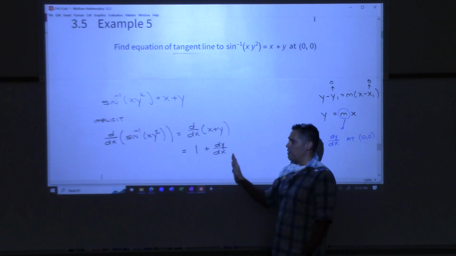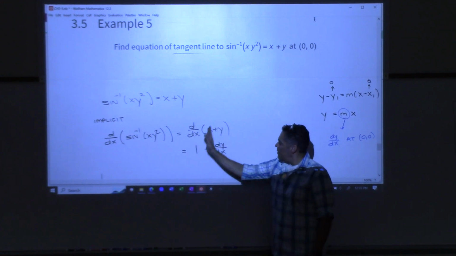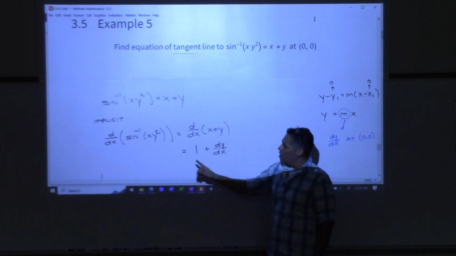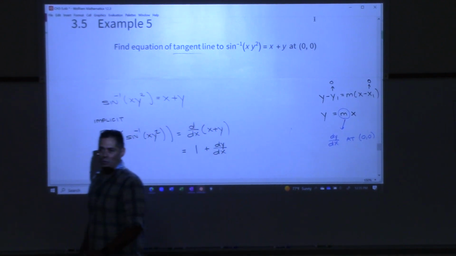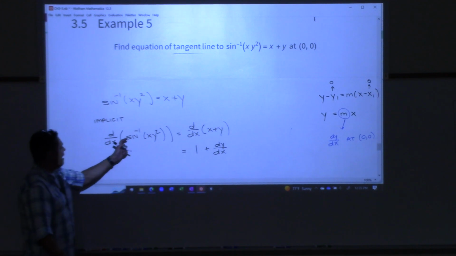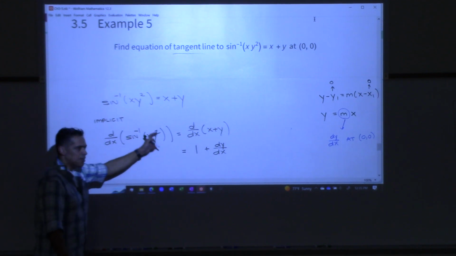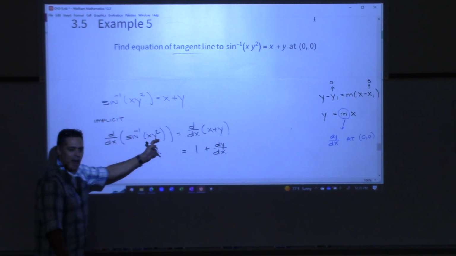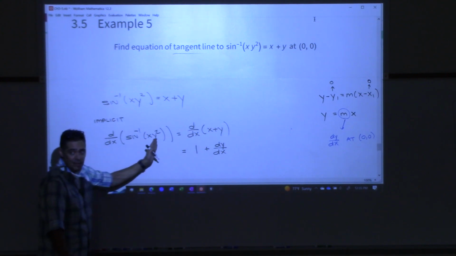So it needs to appear here somewhere. So that's derivative, that's 1, derivative here. Over here, I have chain rule, right? I have some chain rule I have to do here. I have inverse sine of something. I need to take derivative of that, and then the derivative of what's inside.